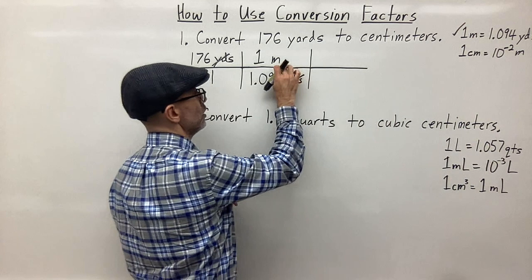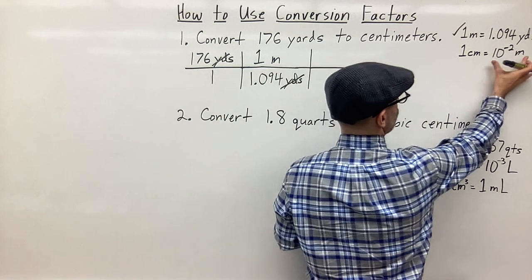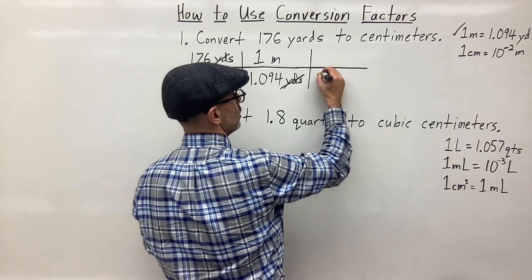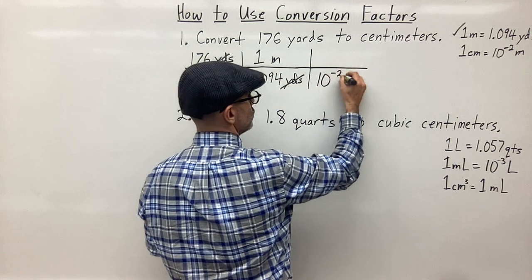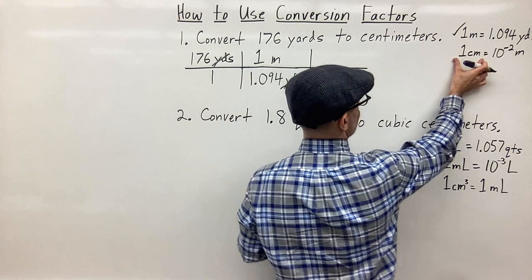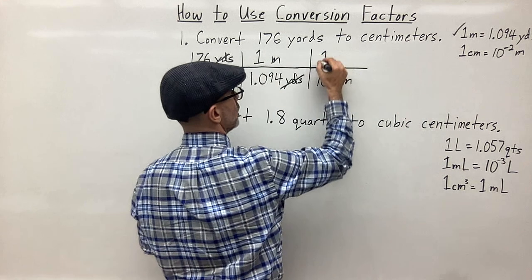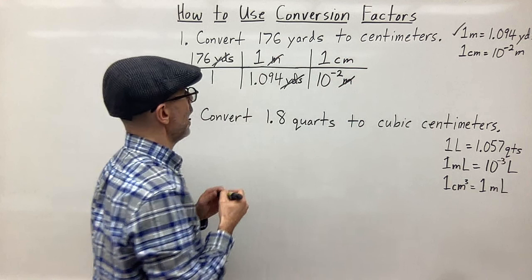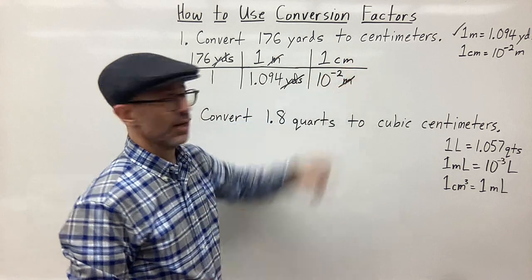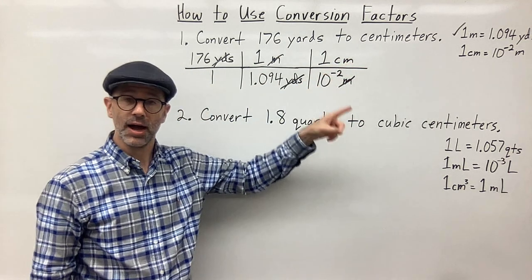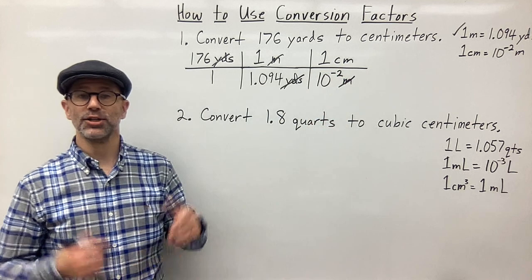I have meters on top, so I'm going to put 10 to the negative 2 meters on the bottom. And then that means the other side goes on the top, 1 centimeter. So meters cancels out. I have centimeters on top. Guess what? I'm done. Once you get the unit you want on top, no more conversion factors are needed.